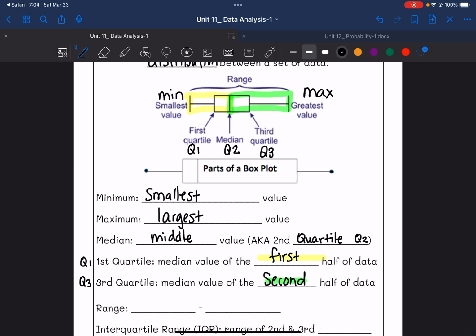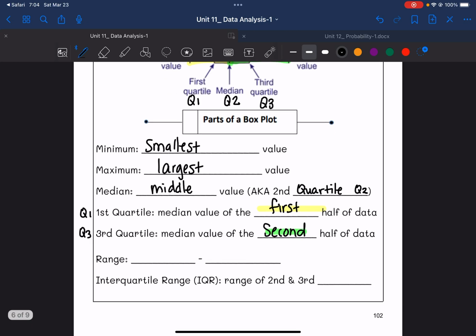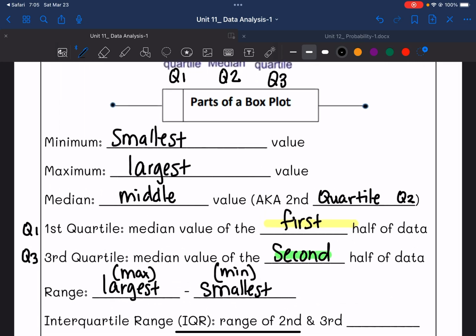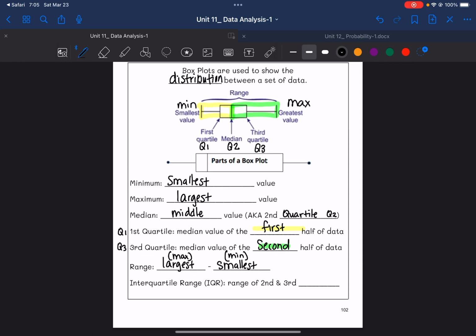Okay, now when we're talking about the range, that is going to be largest, which is called max, minus the smallest, which is called minimum. Okay, and then interquartile range. It is the range of second and third quartile.